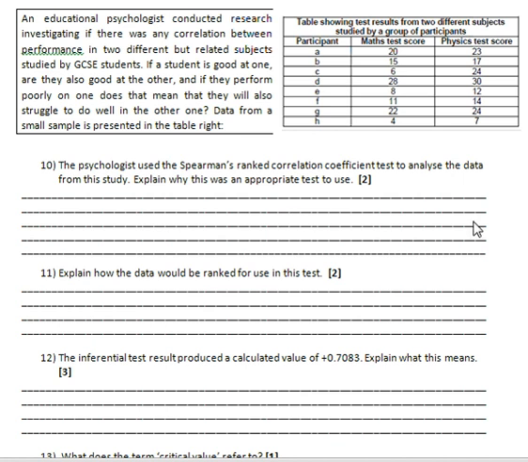So you get a mark for saying use it when it's a correlation, and you get a mark for putting it in context and saying maths and physics. So if you didn't mention maths and physics, you'd have likely dropped a mark.